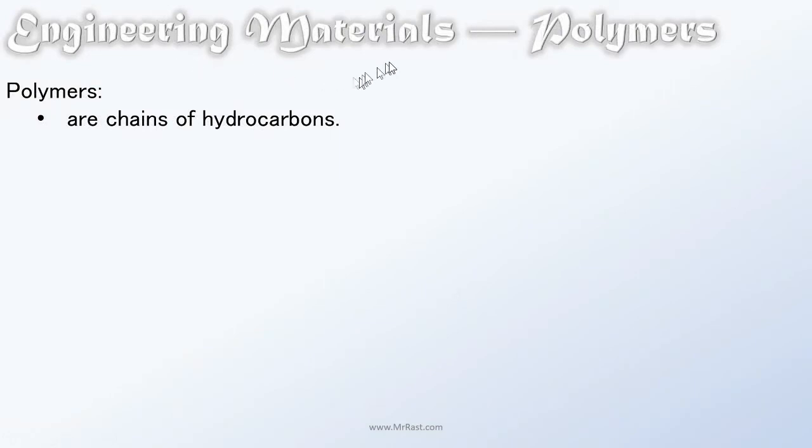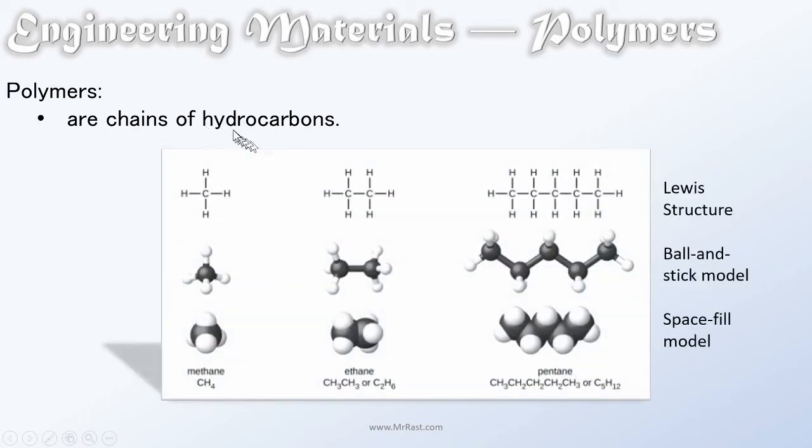The next engineering material we're going to talk about are polymers. Polymers are chains of hydrocarbons, and as the name implies, this is a molecule that's made up of hydrogen and carbon. So hydrocarbons can be various in size. The smallest hydrocarbon is just 1 carbon surrounded by hydrogens, that's methane, but we can add more and more and more carbons. Be creative, it can be as big as you like.